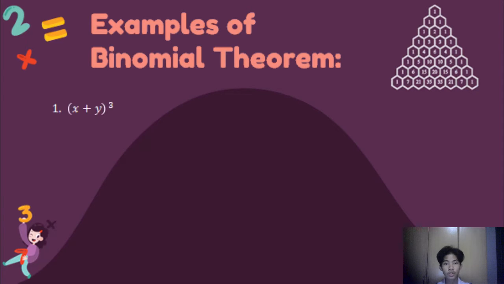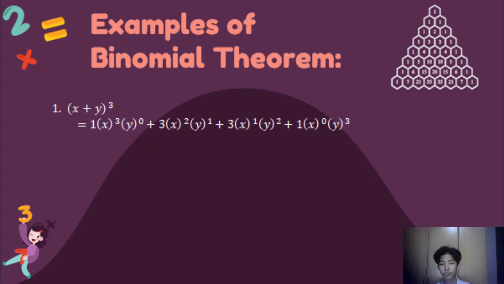So for our first example, as you can see, we can see the x, or the first term of the binomial, its exponent is descending, while the second term of the binomial is in ascending order. And you can also see that we use the coefficient 1, 3, 3, 1 because the given exponent is 3. So we will use the row number 3 in the Pascal triangle.